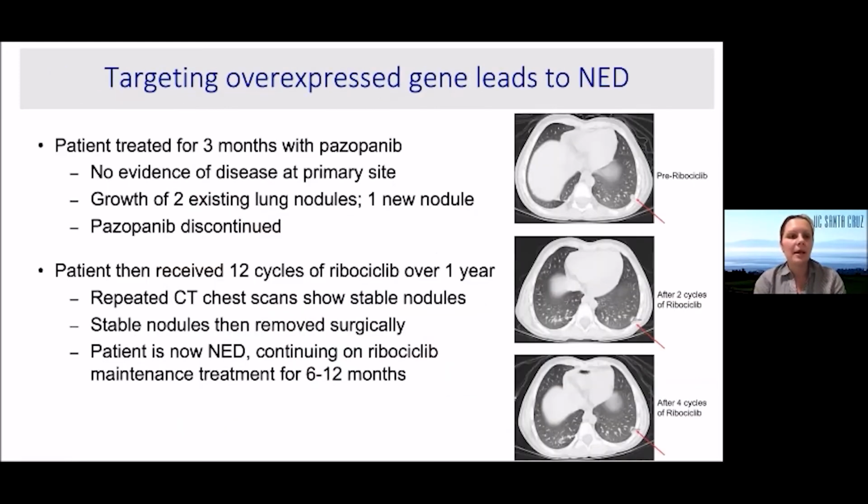First the patient was treated for 3 months with pazopanib. Our Stanford colleagues tell us that pazopanib is one of the few agents in pediatric solid tumors, especially sarcomas and some of these other tumors, that is sometimes a go-to for these patients. And our analysis suggested that this might be useful. So for 3 months, the patient was treated. There was no evidence of disease at the primary site, but then a growth of 2 existing nodules and 1 new nodule was observed, and pazopanib was discontinued.